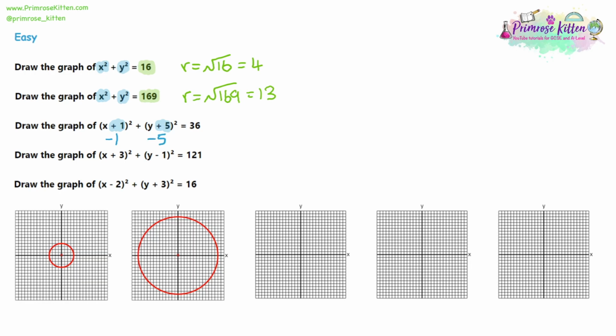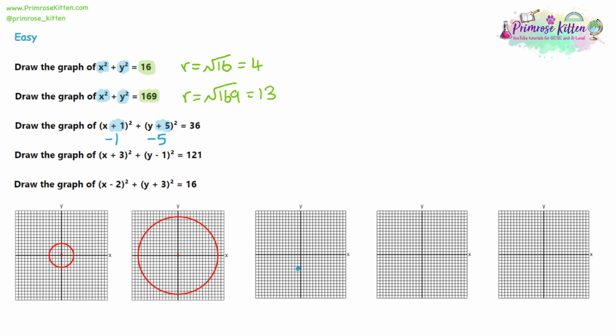Again, y does not have the value of 5. Y has a 5 added to it. So we're actually plotting the centre of the circle at -1 on the x-axis and -5 on the y-axis. Just where I'm drawing the blue circle there.